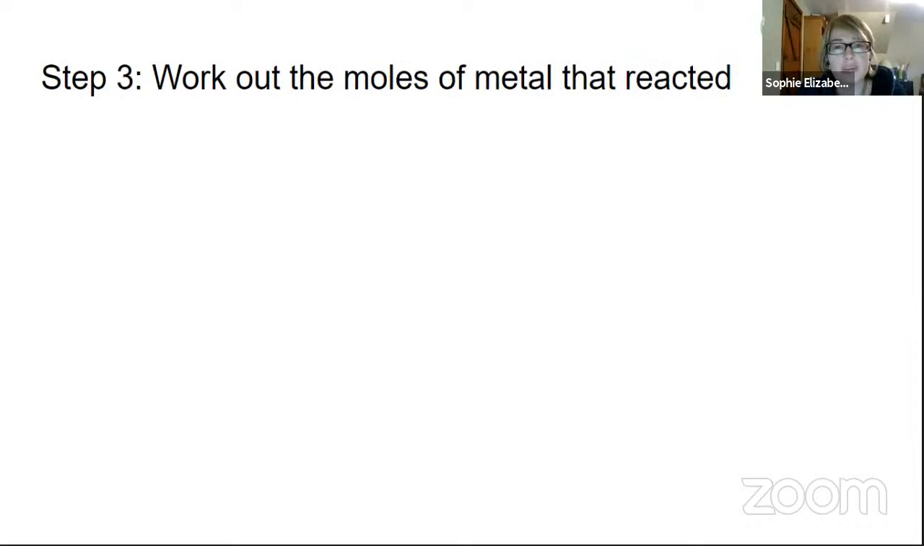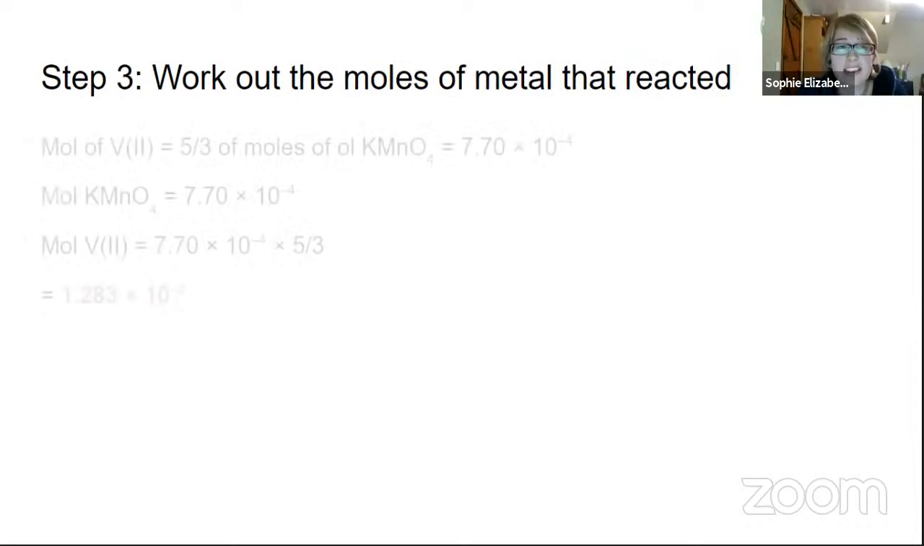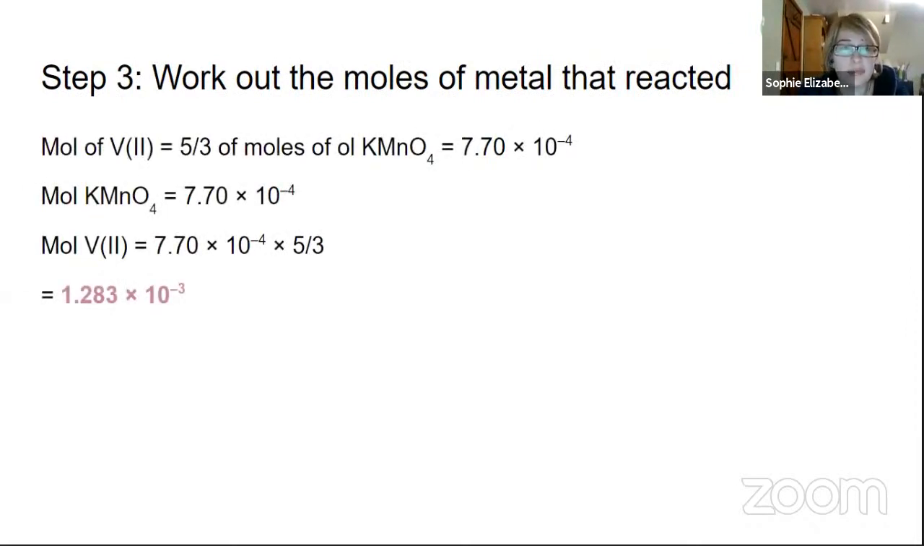Why is this important? Well, when I'm trying to work out how many moles of metal reacted, I can use that ratio. So I know that it's 5/3, if you like, of the MnO4−, for which I have 7.7 as my number of moles. So when I multiply that by 5/3, that's what I get.